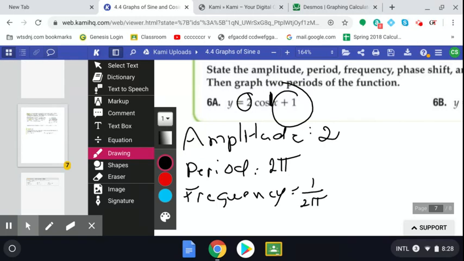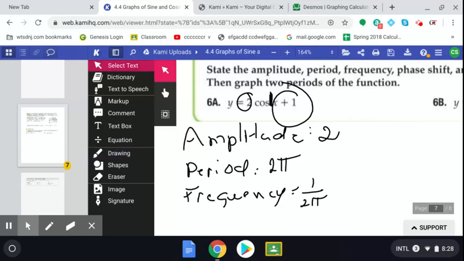And then they want to know the phase shift. So there are 2 ways to figure out the phase shift. You can do minus c over b. Oh, in this case, there's no parentheses. So it's just going to be, because that's the vertical shift, there is no phase shift here, not a horizontal phase shift. It's just going to be a vertical phase shift.